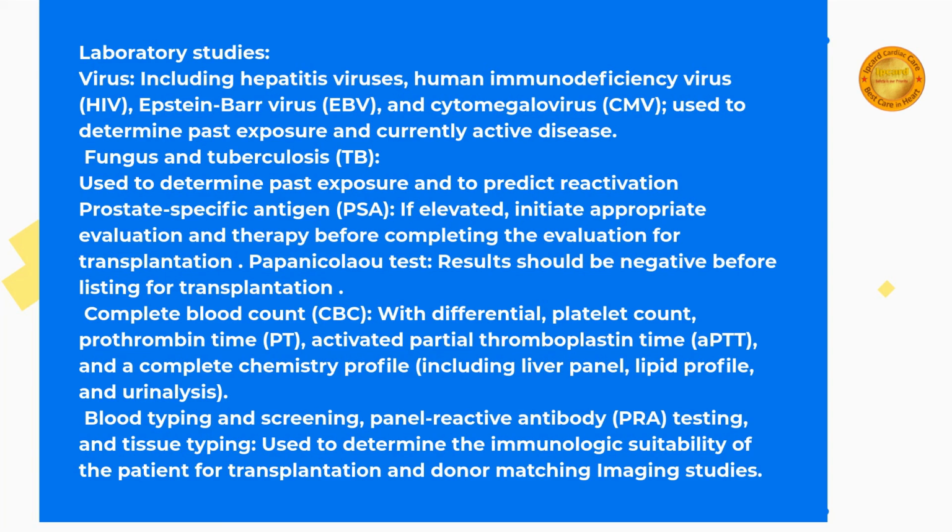Complete blood count, CBC, with differential platelet count, prothrombin time, PT, activated partial thromboplastin time, aPTT, and a complete chemistry profile, including liver panel, lipid profile, and urinalysis. Blood typing and screening, panel reactive antibody, PRA, testing, and tissue typing, used to determine the immunologic suitability of the patient for transplantation and donor matching.